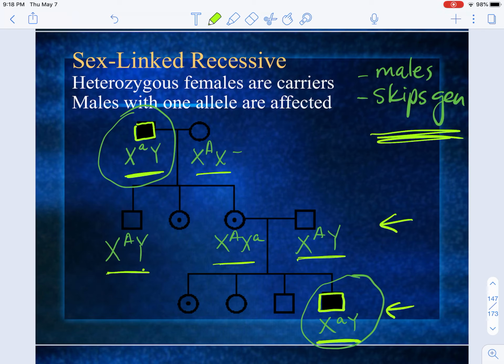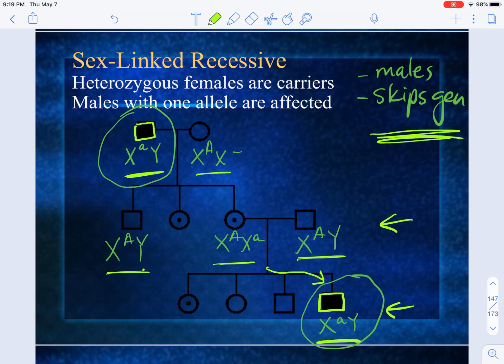This one is a girl. How do I know that she is carrying a recessive? Because of this boy that they had. So that boy had to get that recessive from mom carrying that recessive. She is dominant, because remember, everybody else is dominant, but she was carrying that recessive and gave it to her son. Okay.